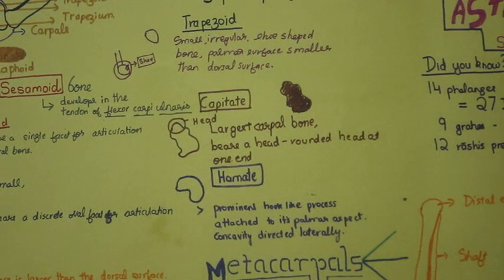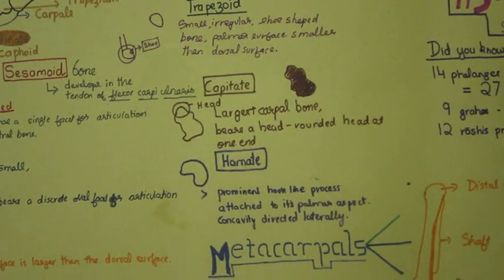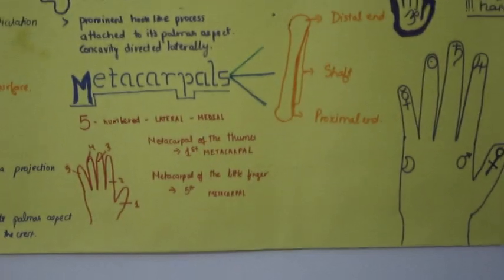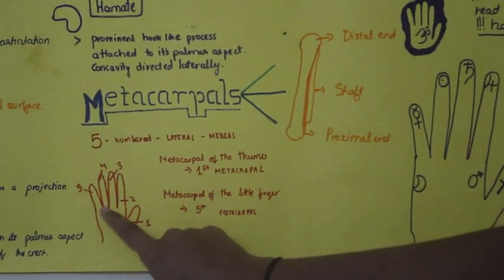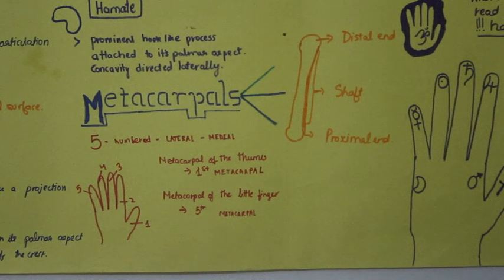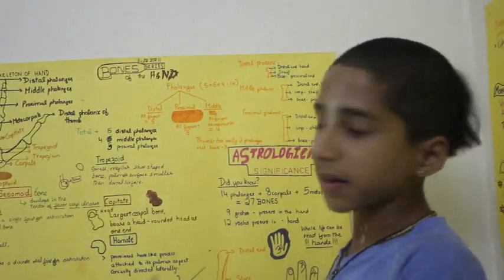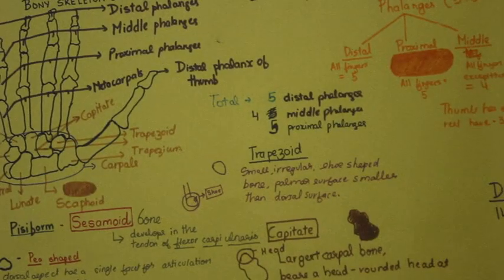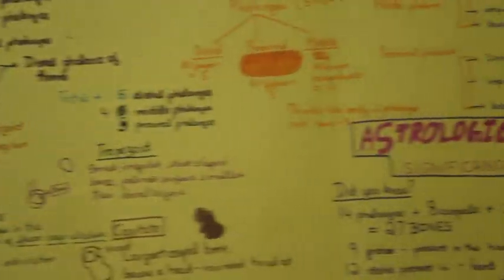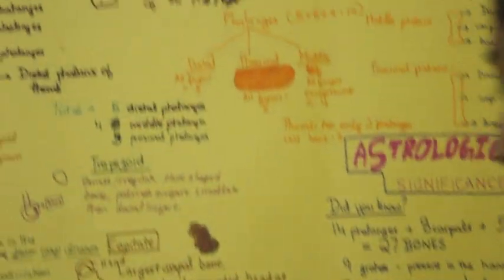Now I shall explain the metacarpals. The metacarpals are 5 in number. We have the lateral and medial. So you have 1, 2, 3, 4, 5. Every single finger has a metacarpal, including the thumb. And the thumb has only 3 bones: 1 metacarpal, 1 proximal phalanx, and 1 distal phalanx. So the middle phalanx is omitted.